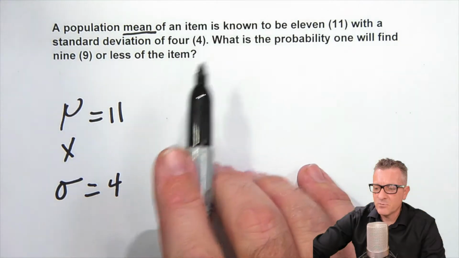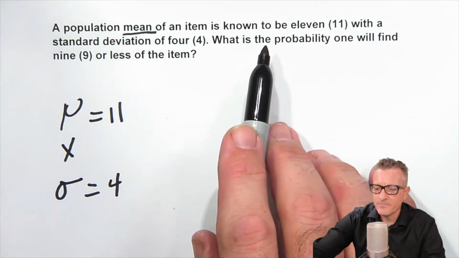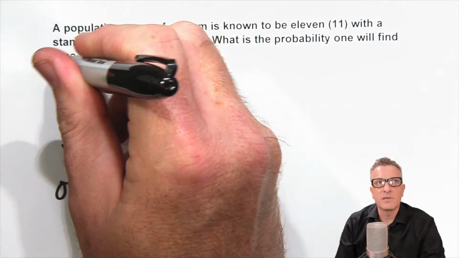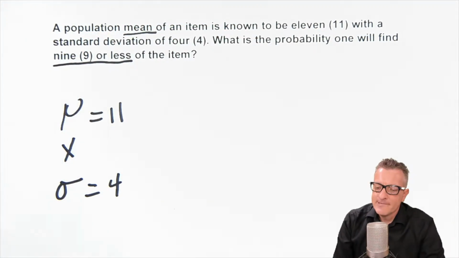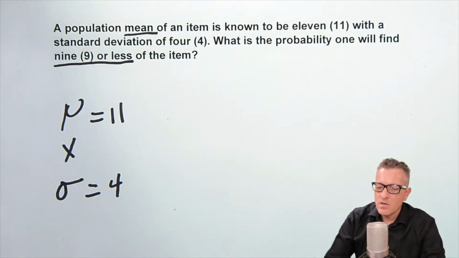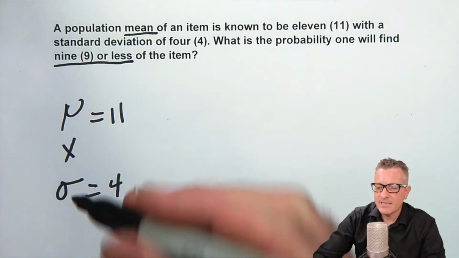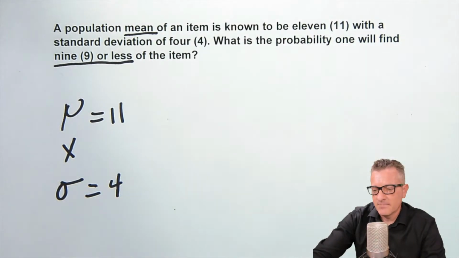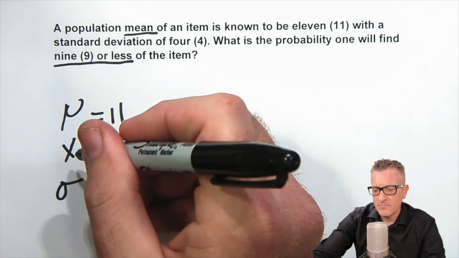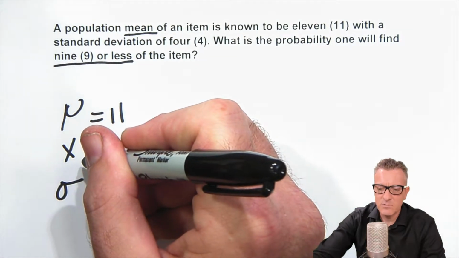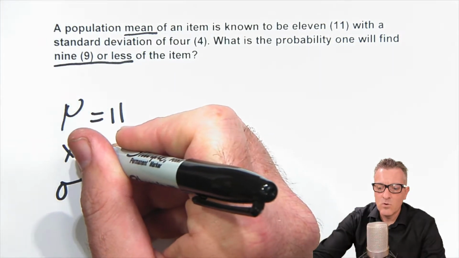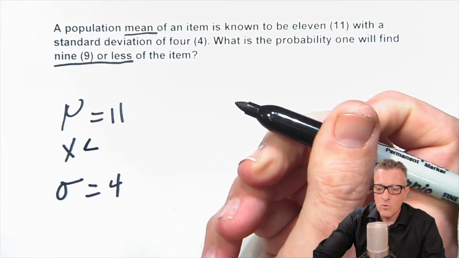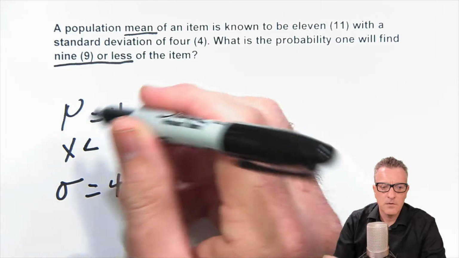And then the last one, what is the probability one will find 9 or less? So 9 or less is our big deal here. So we know that x equals 9 or less. And in this case, we could do a greater than, but it's not that. So x is going to be or less, meaning less than or equal to.